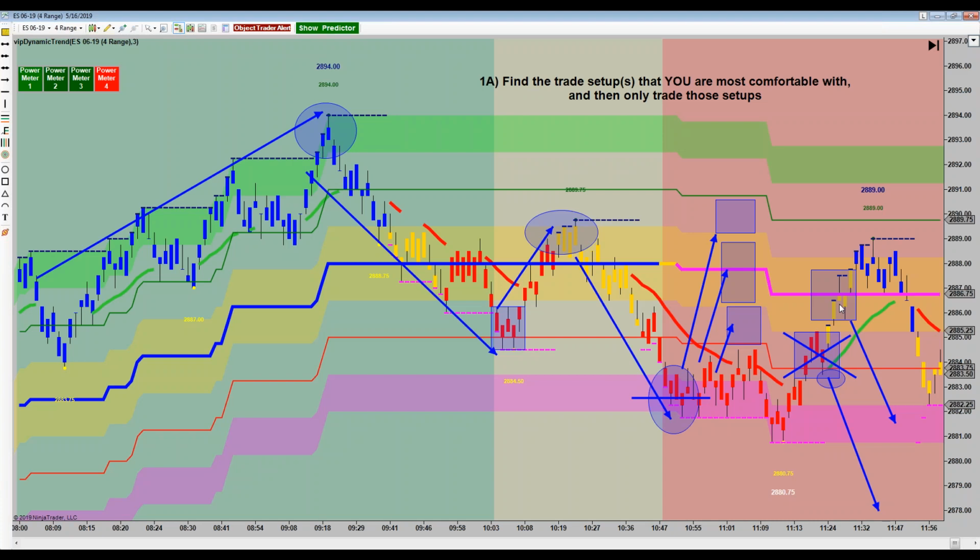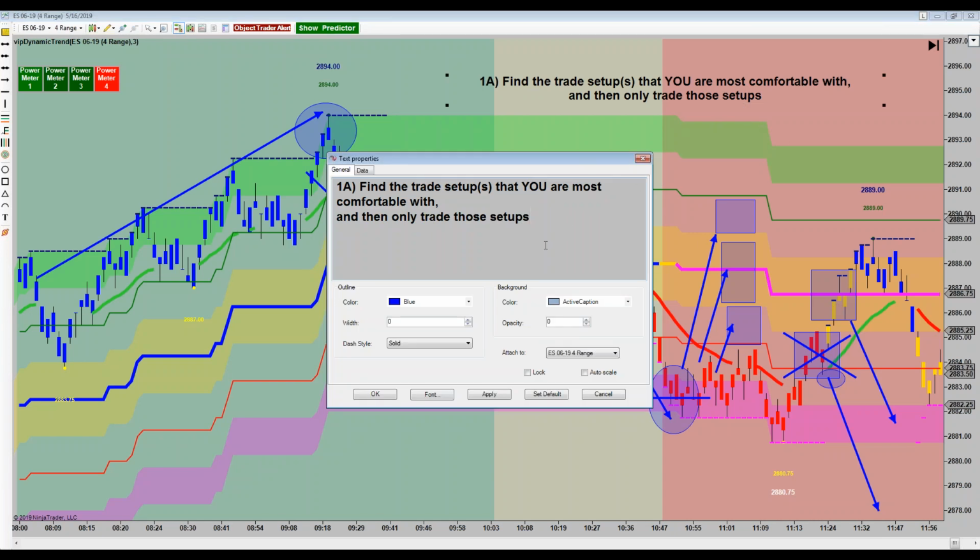Now, I'm going to say this. I'm going to put a couple of stars around this. When I say find the trade setups you're most comfortable with and then only trade those setups, I'm going to say this: one of the most important trade setups you can learn is mid-band trades.